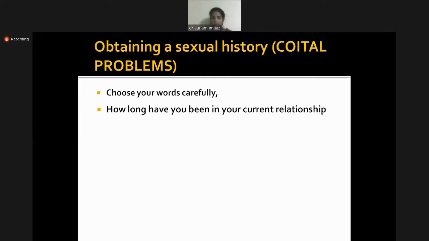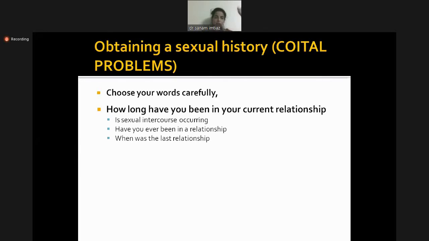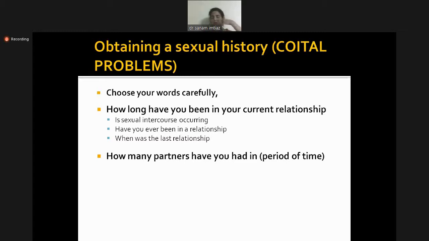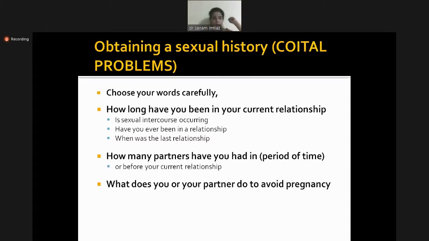How long have you been in the current relationship? Is sexual intercourse occurring? Have you ever been in a relationship? When was the last relationship that you had? By relationship, it means more or less intercourse that we're talking about. But you just need to be very careful about the words. How many partners have you had in the period of time or before your current relationship? What do you or your partner do to avoid pregnancy?